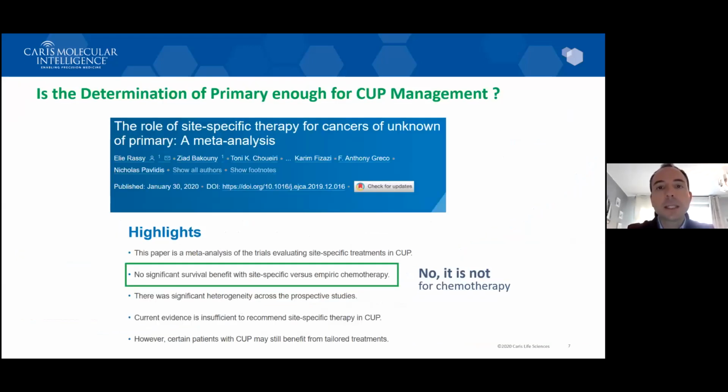So let's come immediately into the topic. The first question is: is the determination of the primary enough for CUP management? In other words, when it's not a CUP anymore and you are trying to treat your patient with chemotherapy, could it be enough? There are several publications, but I'll show you this one. Probably all of you know it already, but the short answer is no, it is not. For instance, this publication: no significant survival benefit with site-specific versus empiric chemotherapy.